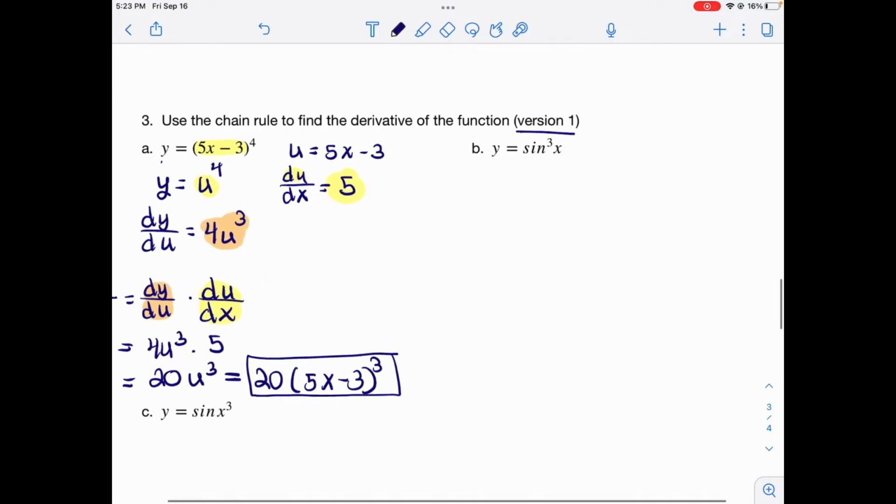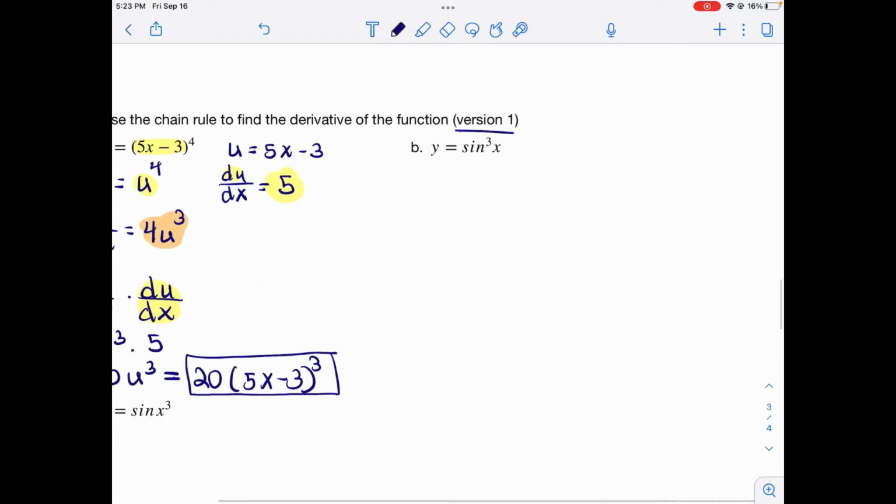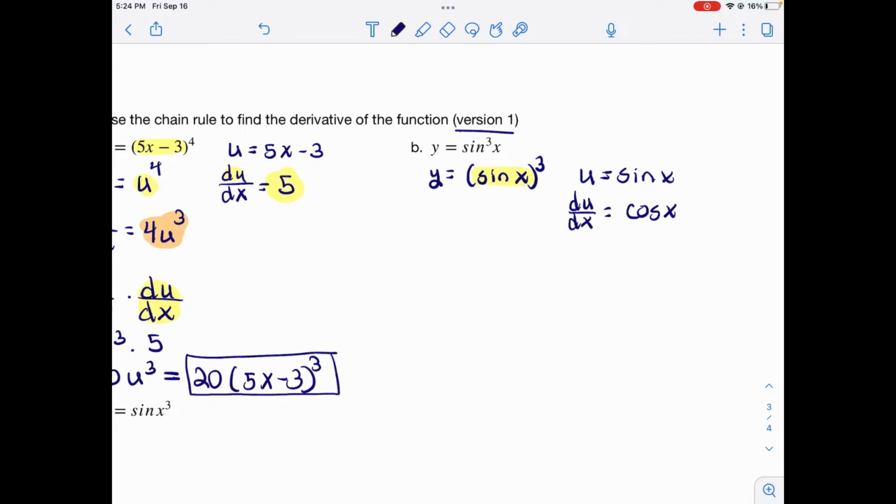Okay, I'm going to do the same thing for example B here, where we have y is equal to sine cubed of x. But remember, before we differentiate that, sine cubed of x is the same as sine of x, quantity cubed. So my inside function is actually sine of x. So I'm going to make that my u. So u is equal to sine of x. So the derivative of u with respect to x, using those new trigonometric derivatives we just learned, is cosine of x.